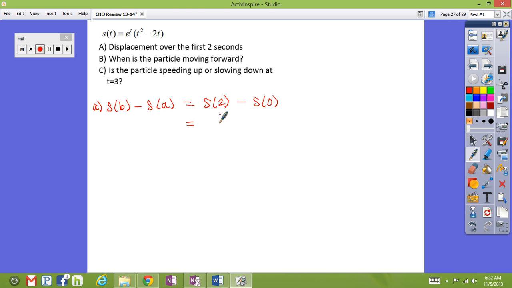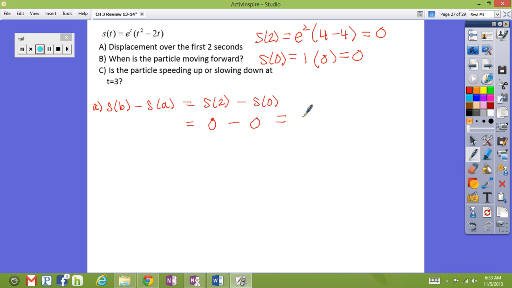So S sub 2 will be 0, I believe. Let's do that up here just to make sure: e squared times 4 minus 4, so yeah, that's 0. S sub 0 would be e to the 0, which is 1, times 0 minus 0, which is 0 again, so you get 0 minus 0. The displacement would be 0.